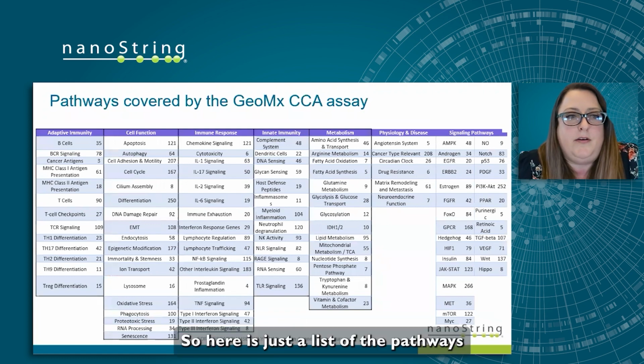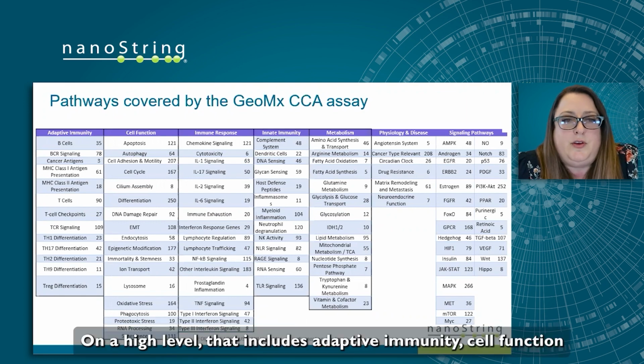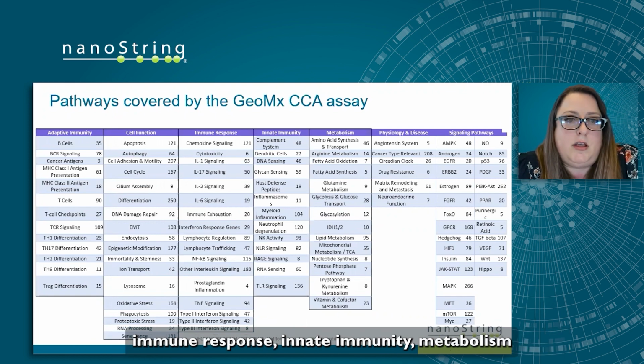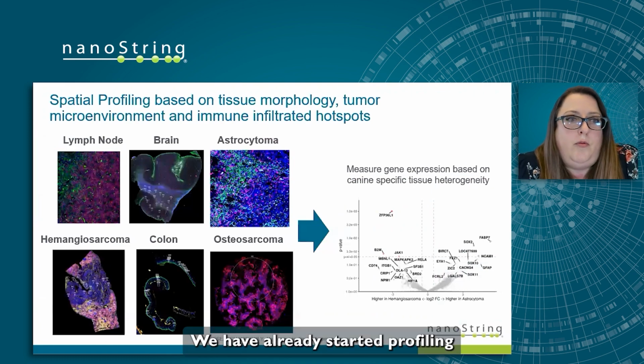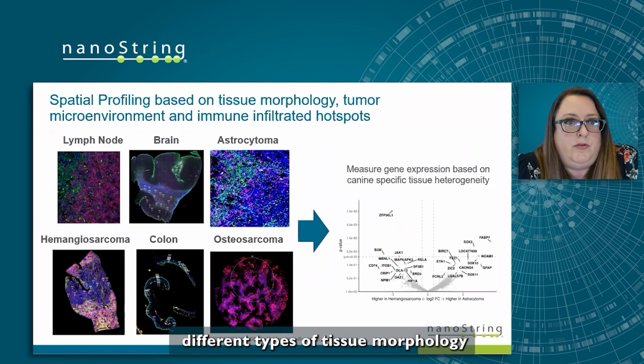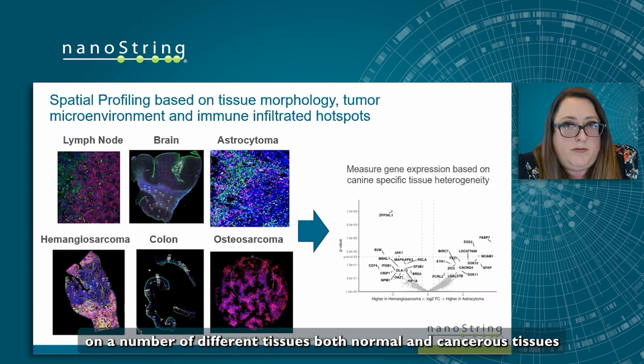So here's a list of the pathways that are covered by the GeoMx CCA assay. On a high level, that includes adaptive immunity, cell function, immune response, innate immunity, metabolism, physiology and disease, and signaling pathways. We've already started profiling different types of tissue morphology, also tumor microenvironment, and immune-infiltrated hotspots on a number of different tissues, both normal and cancerous tissues.